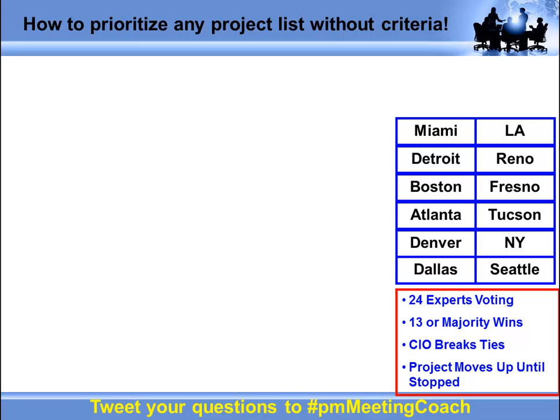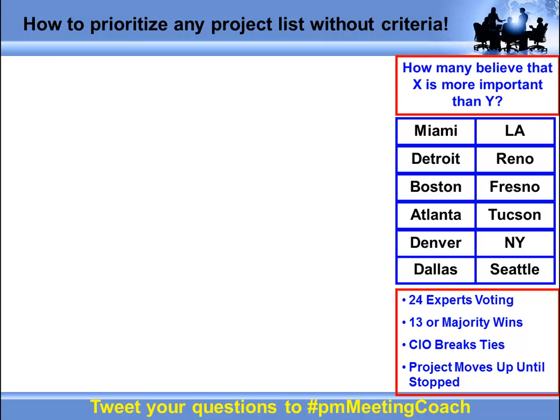Next thing I do is hang my question up on the wall, because as facilitator, the way I ask the question is very important. We are trying to get people to vote, and I want to ask the question the exact same way every single time. In this case, my ranking question is how many people believe that Project X is more important than Project Y? You can play with the wording. You can say how many people believe Project X is a higher priority than Y, or how many people believe that Project X should be started before Project Y.